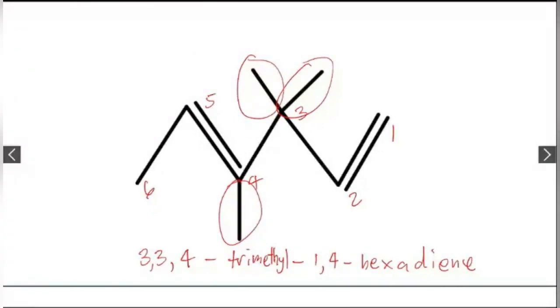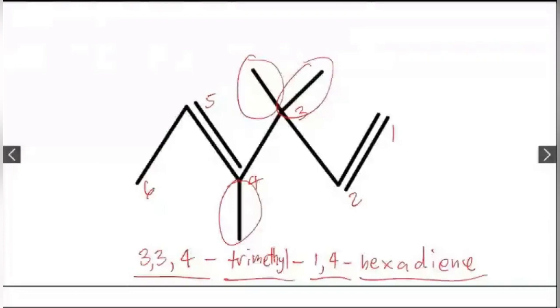So let's review those terms. 3, 3, 4 are the locations of your substituents, the alkyl groups. Trimethyl is the name of your substituent, the alkyl group. 1, 4 is your double bond locations. Hexadiene is the name of your longest chain. Okay.